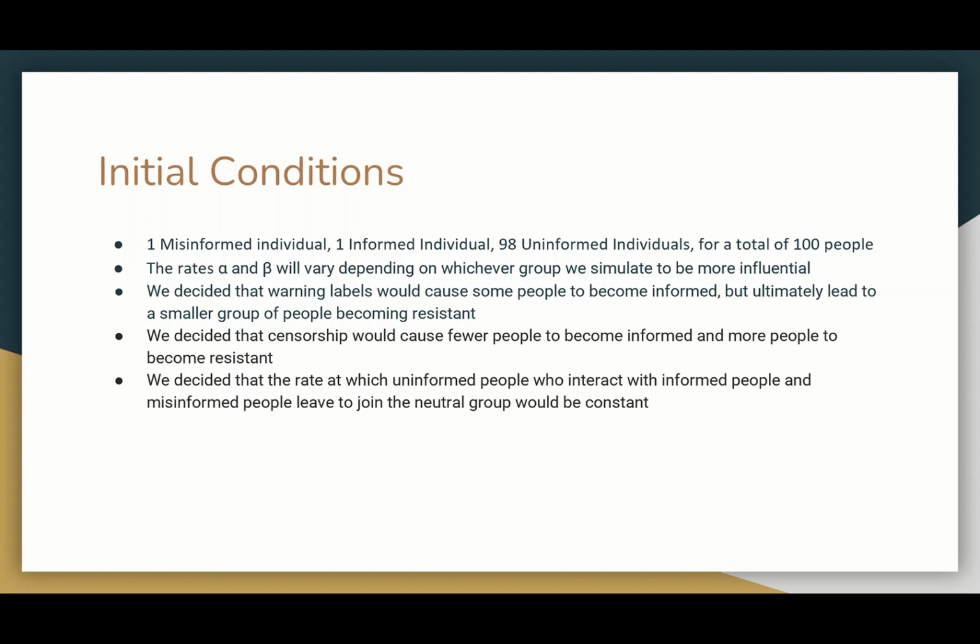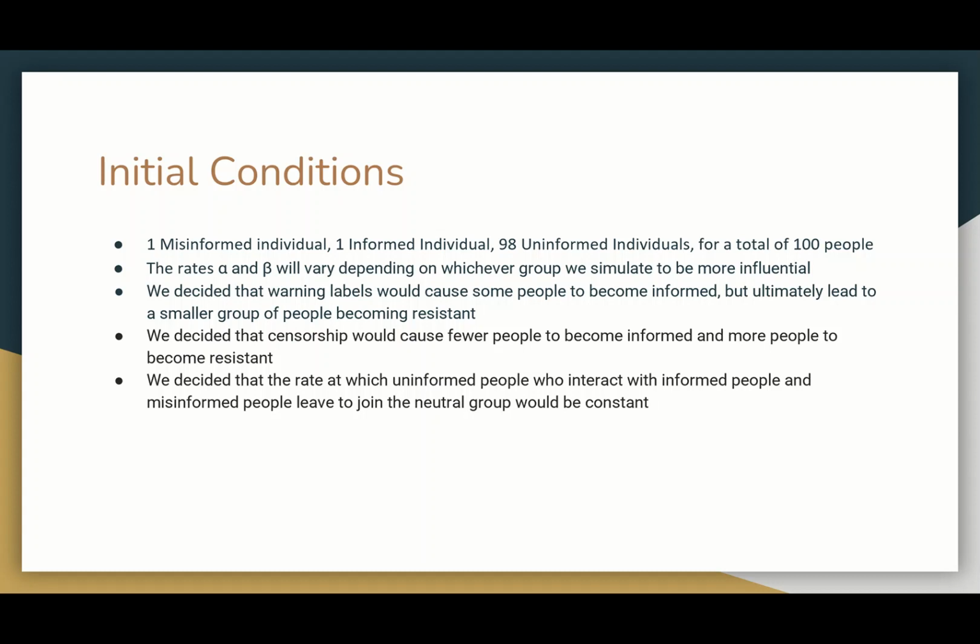We have some initial conditions for our model. We assume that the total population contains 100 people, and 98 of them will start out as uninformed, with 1 misinformed and 1 informed. The rates alpha and beta will vary depending on different moderation methods, and it will vary depending on whichever group we decide to be more influential.